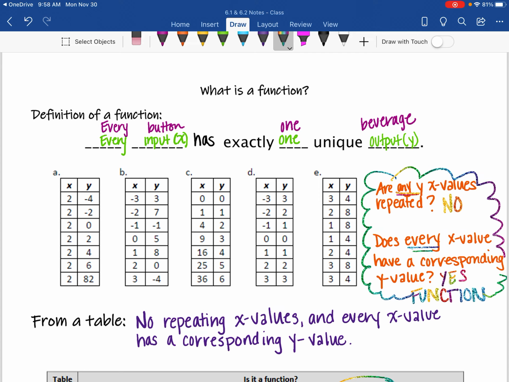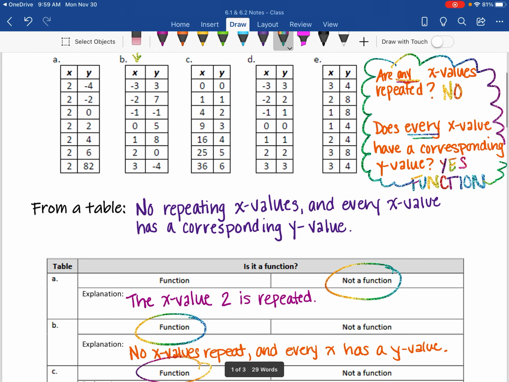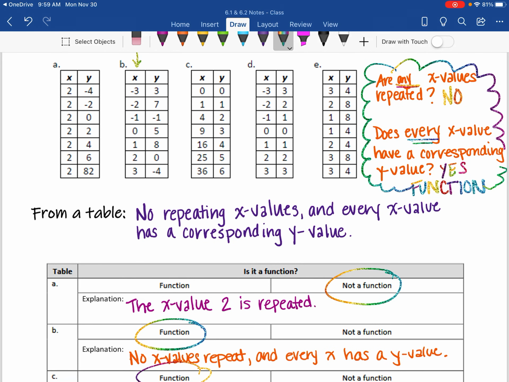So if we look at table B, we want to look in the x column, right here, and we want to make sure that there's no number that repeats. And there's not. We don't have a value that's repeating. Then we want to make sure that every x value has a y value associated with it. I don't care what that y value is, as long as it has a y value, we're good. So B would be a function because no x values repeat and every x value has a y value.